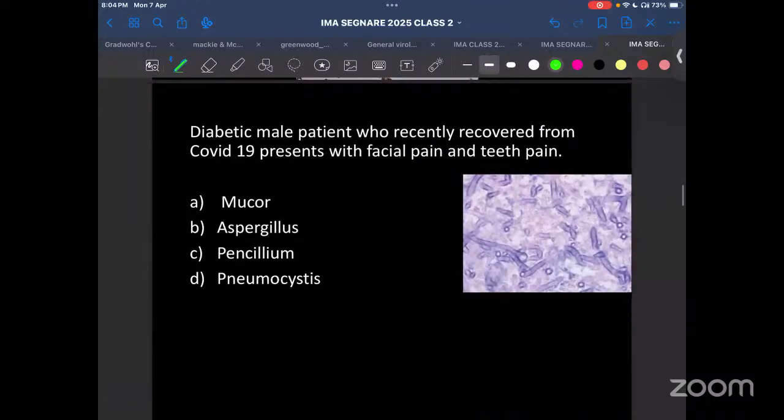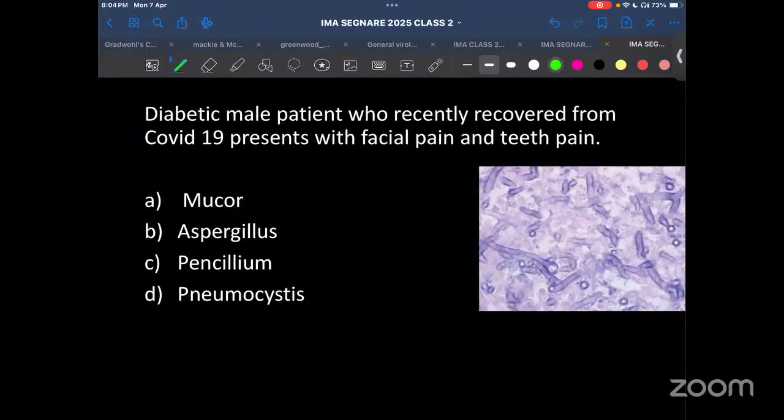A diabetic male patient who recently recovered from COVID-19 presents with facial pain and teeth pain. So what is the diagnosis? Everybody has to answer this in the chat box. Ignore the picture that is given to you. Diabetic male, post-COVID, presenting with a fungal infection. What fungal infection? Very good. It is mucor. Now, from the question itself, we know that it is mucor.